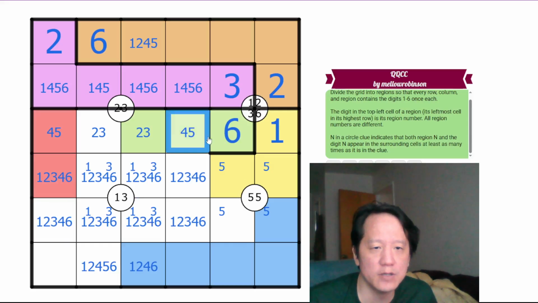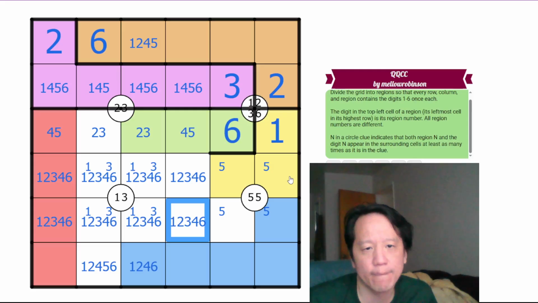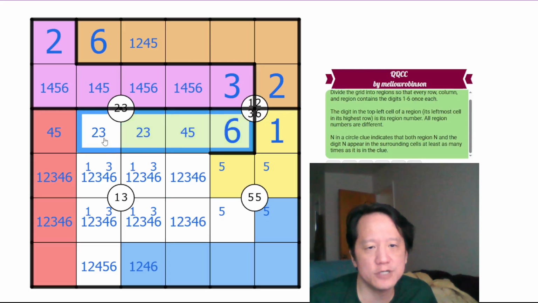This can't be 1, 2, 3, 4, 5, 6. Can't be reached by green. Can't be reached by yellow. Can't be reached by blue. So this is red. Same with this. This is red. So we have 1, 2, 3. One of these is 2 or 3.